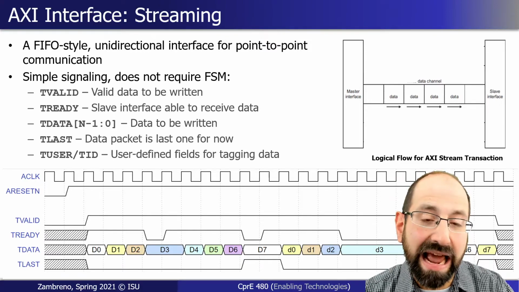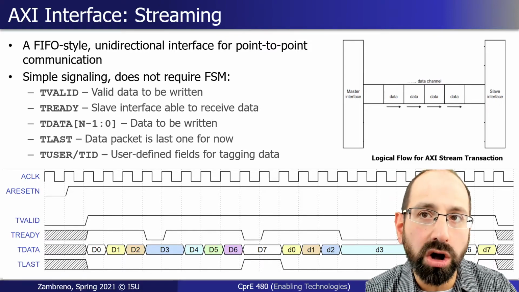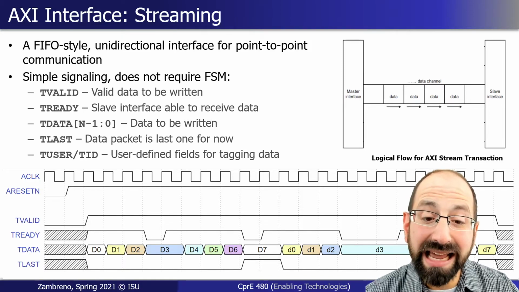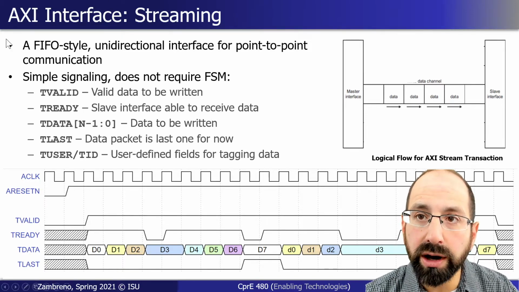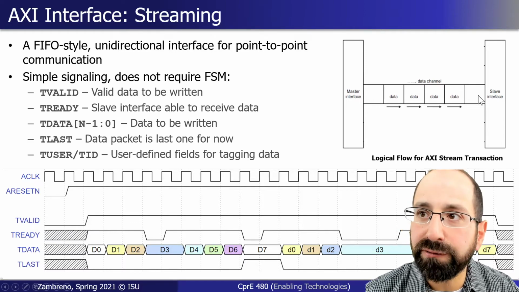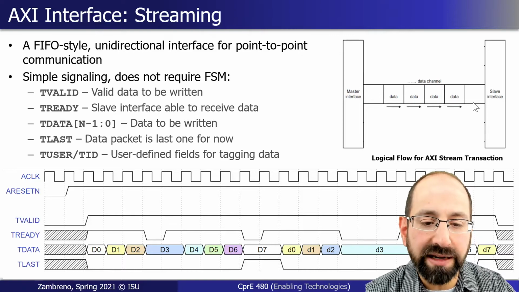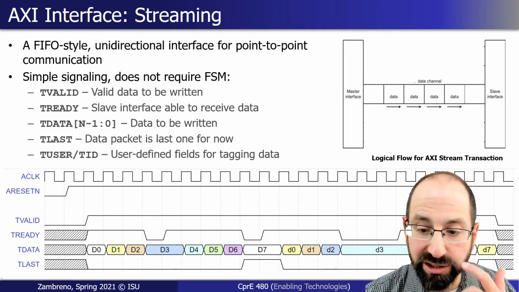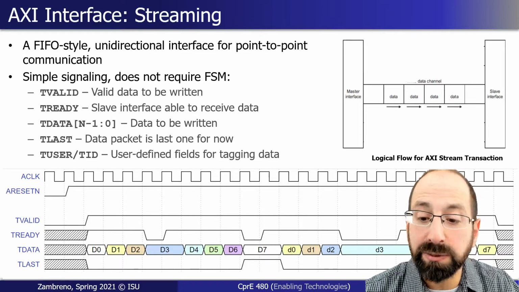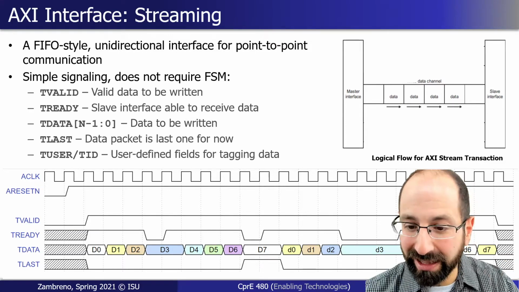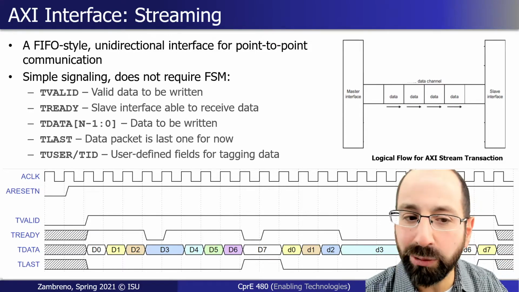First off, it doesn't have an address phase at all. Everything is just for a point-to-point connection. So that diagram we have here where you're seeing the master interface and data flowing to the slave interface, that's always going to be the case. There's no shared interface happening here. It's a point-to-point connection. So we don't have to specify an address. We don't need to because we know exactly where everything is going. It's going to that other side of the physical connection that we have here.